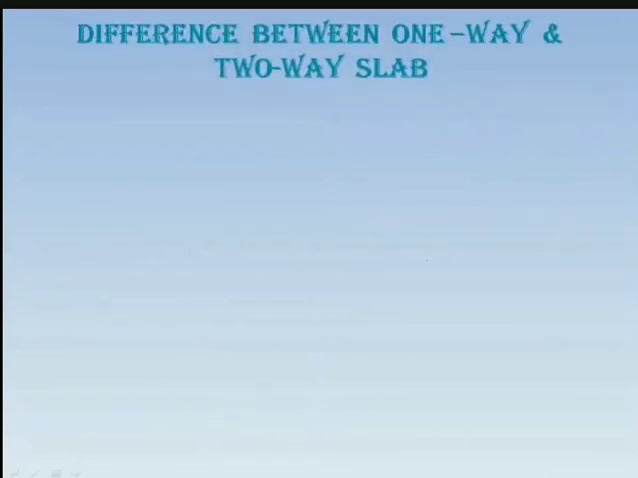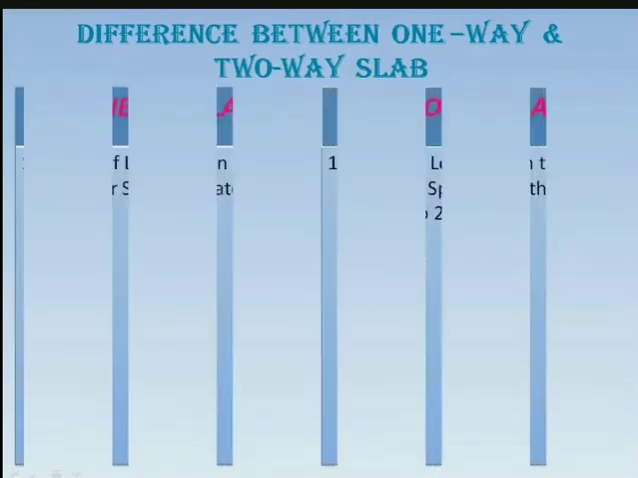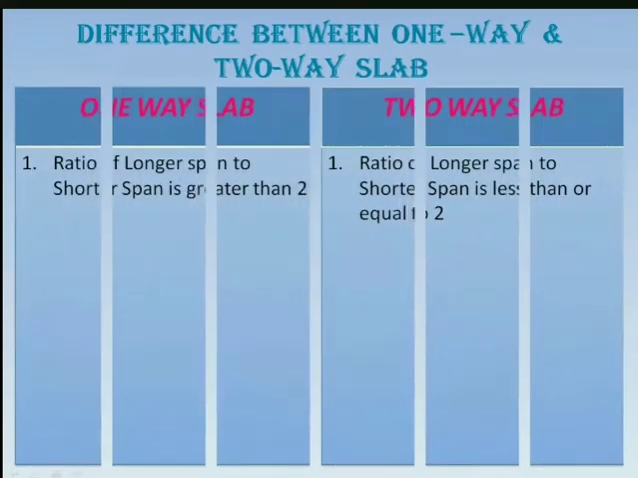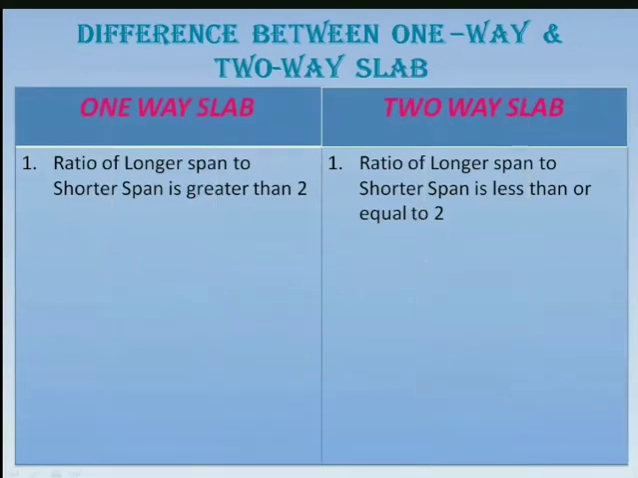So we'll come to the last part of today's class, which is the difference between one-way slab and two-way slab. As we are studying one-way slab and two-way slab in your syllabus, we'll be focusing more on this part. This is the first thing you should know. For a one-way slab, the ratio of longer span to shorter span is greater than 2. And for a two-way slab, the ratio of longer span to shorter span is less than or equal to 2.